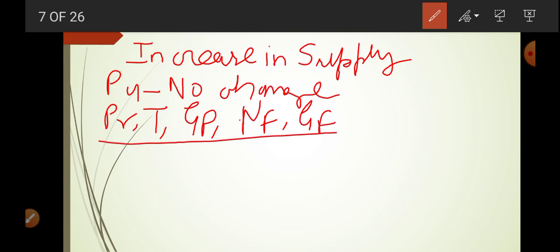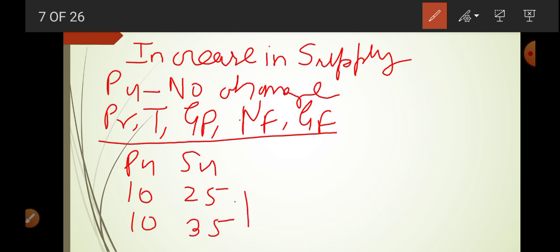Suppose this is the price of X and this is the supply of X. Price is 10, supply is 25. Price is still 10 but supply goes to 35. So this is an increase in supply.